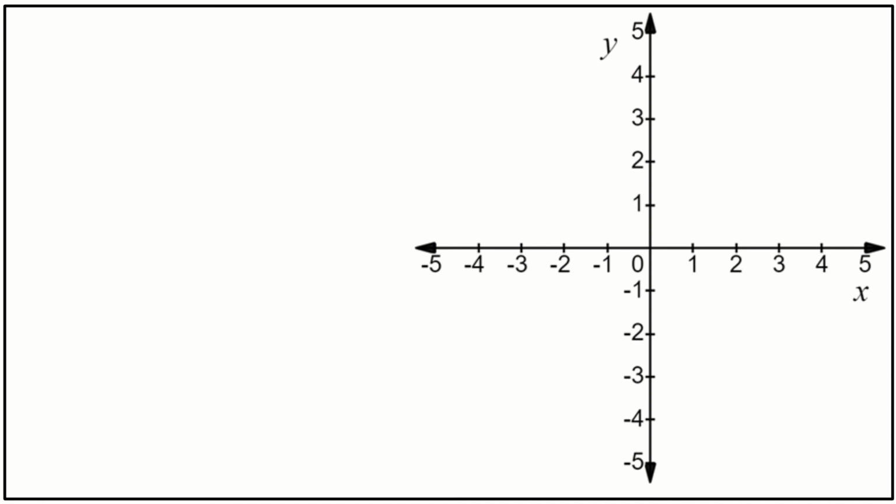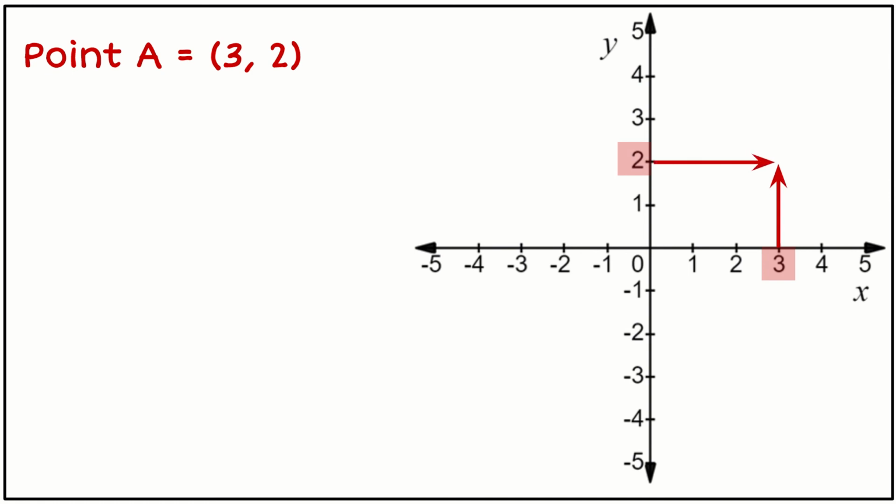So let's have a look at some examples. So if I want to plot the coordinate point A, I'm going to go along the x-axis to 3 and up to the y-axis to 2, and I'm going to find where those points meet. And I'm going to put a cross where they meet, and that is coordinate point A.